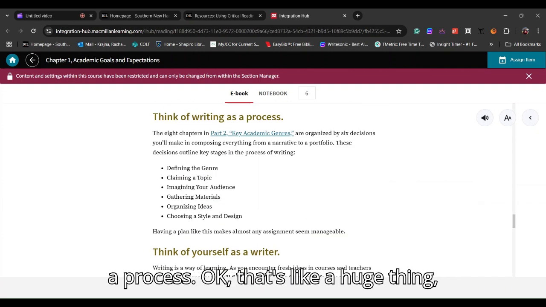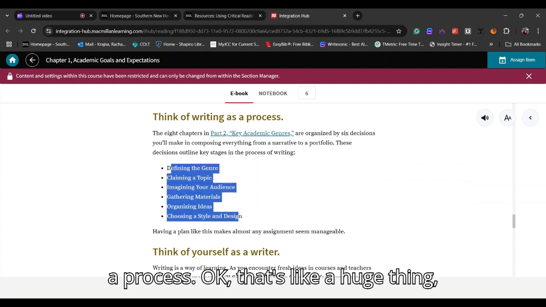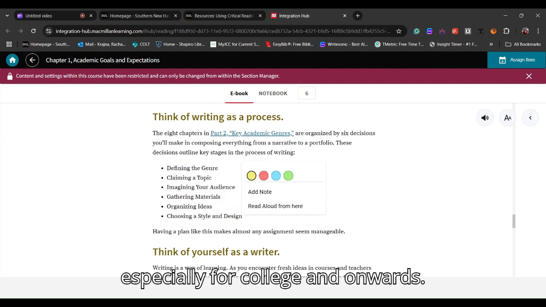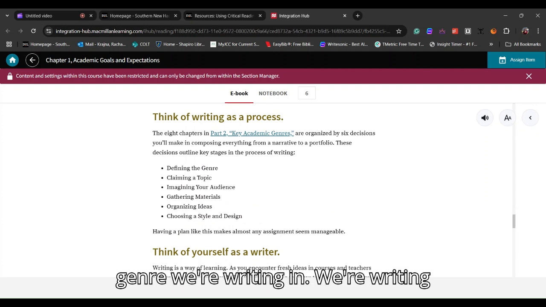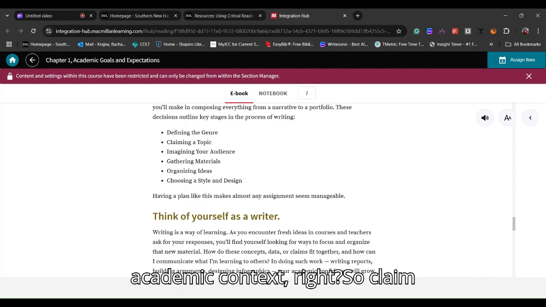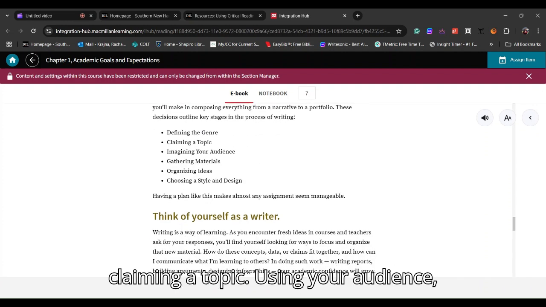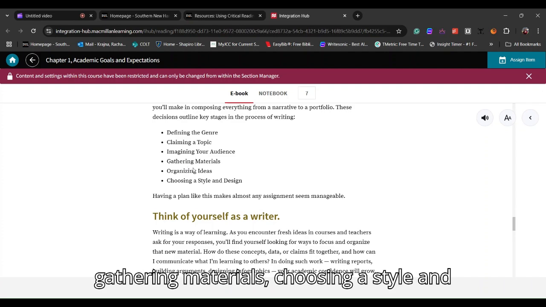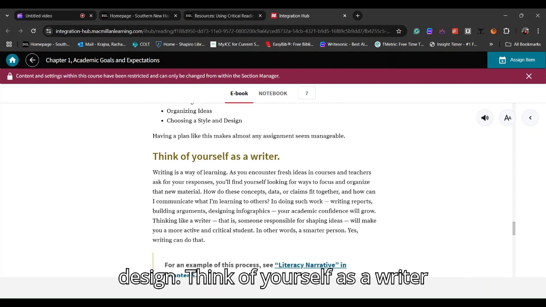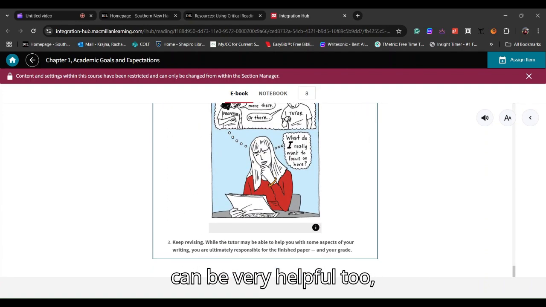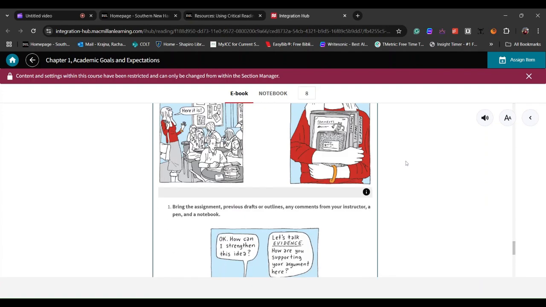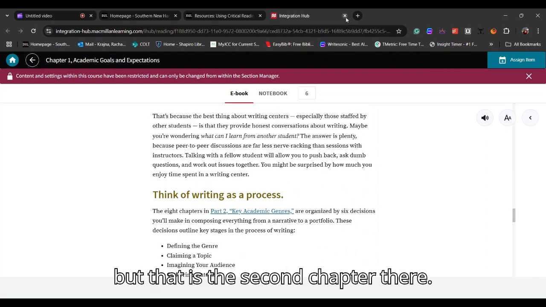Think of writing as a process, okay? That's a huge thing, especially for college and onwards. Thinking about what genre we're writing in. We're writing in an academic context, right? So claiming a topic, using your audience, gathering materials, choosing a style and a design. Thinking of yourself as a writer can be very helpful too. But that is the second chapter there.